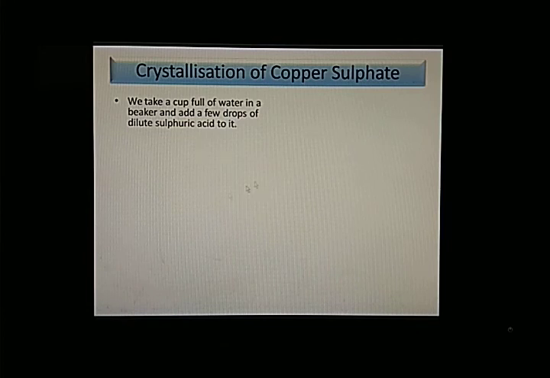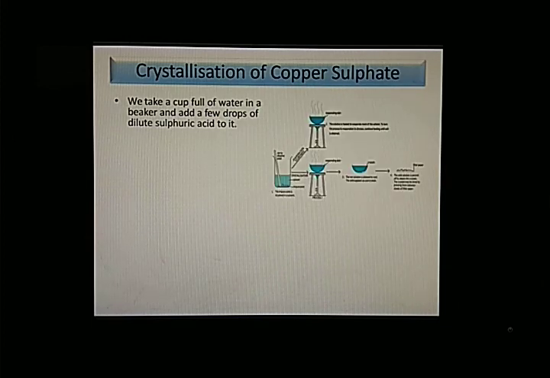First of all, we take a cup of water, a full cup of water, and pour it in a beaker. And in that beaker we add a few drops of dilute sulfuric acid. You can see this is the setup. Here in the beaker we have added a cup of water as well as a few drops of dilute sulfuric acid. Then we heat it. This is the stand, and we place it above the burner. We light the burner and it starts heating.